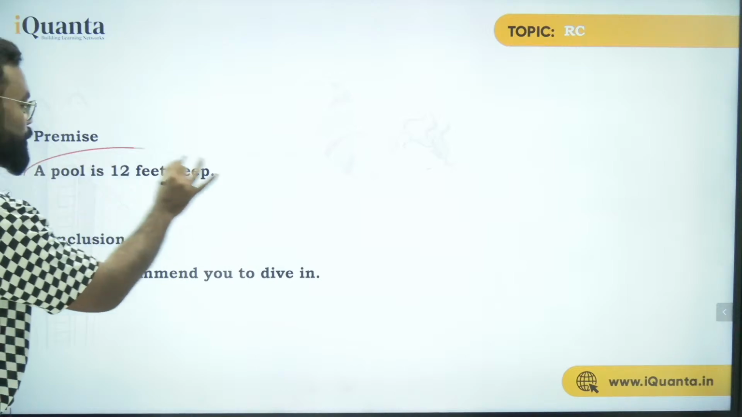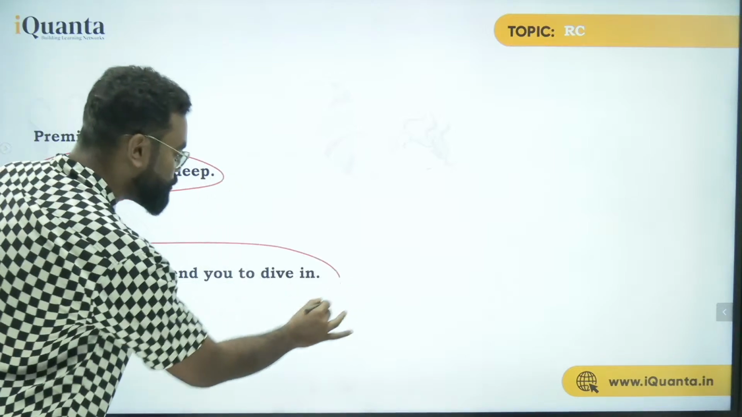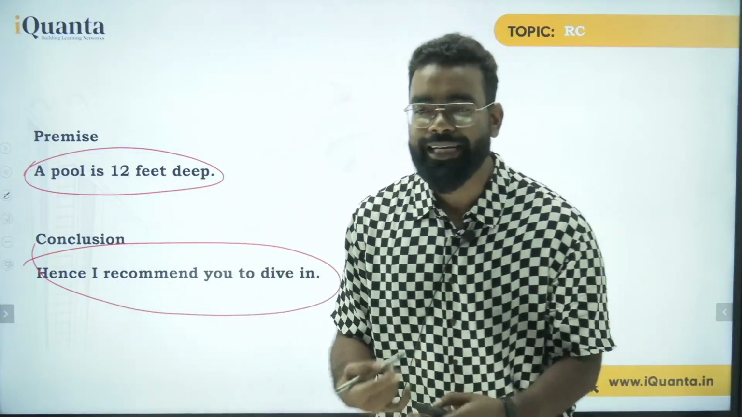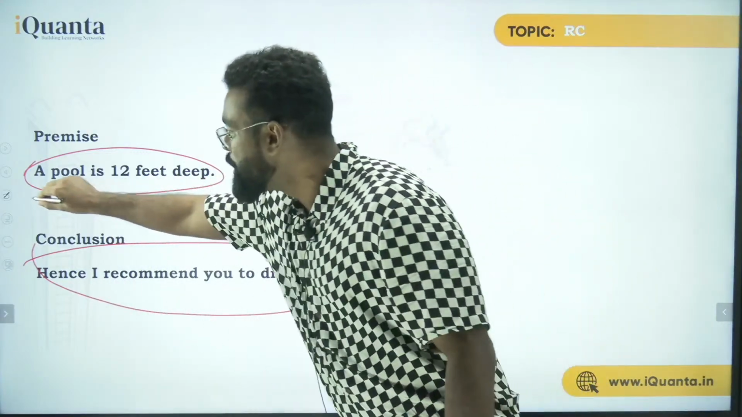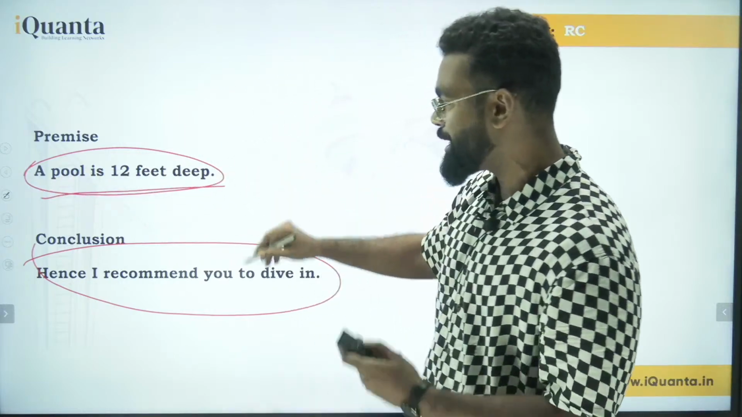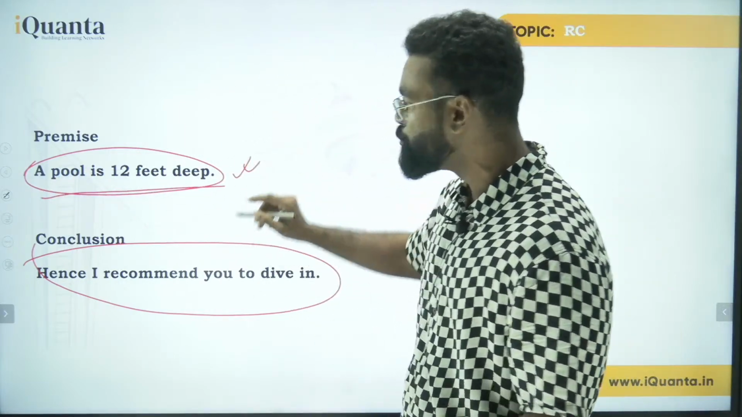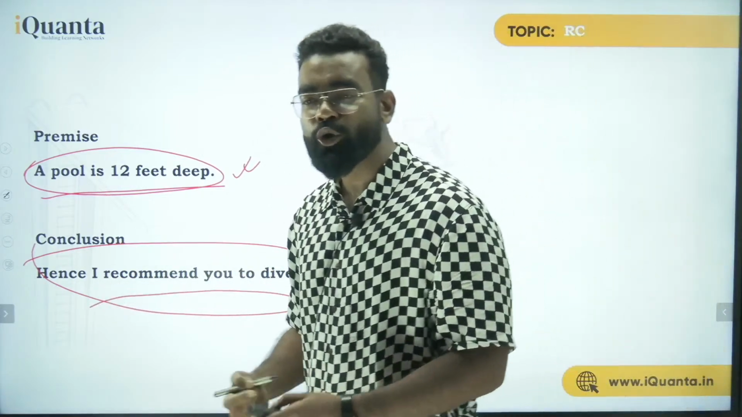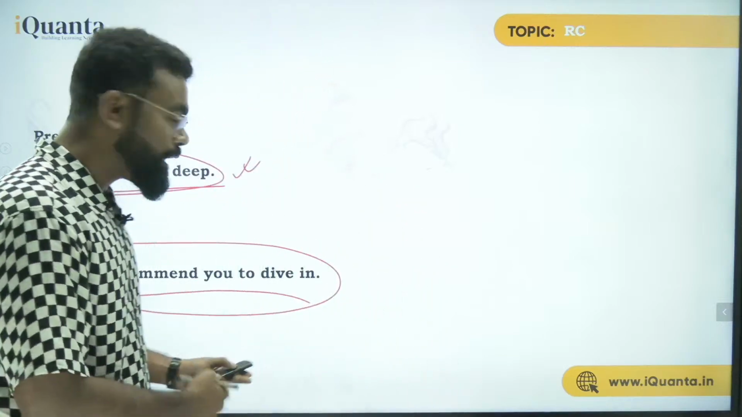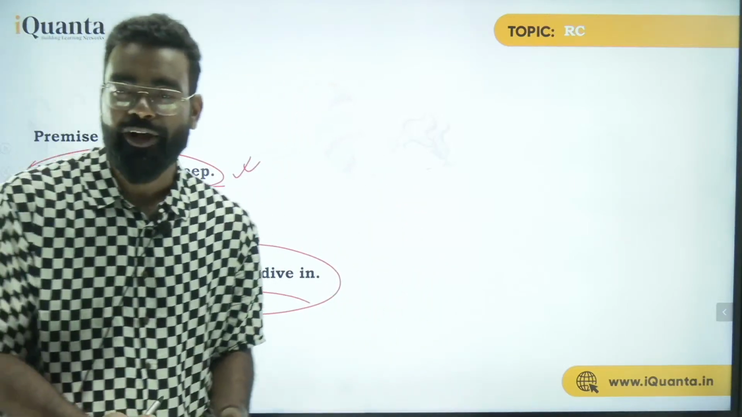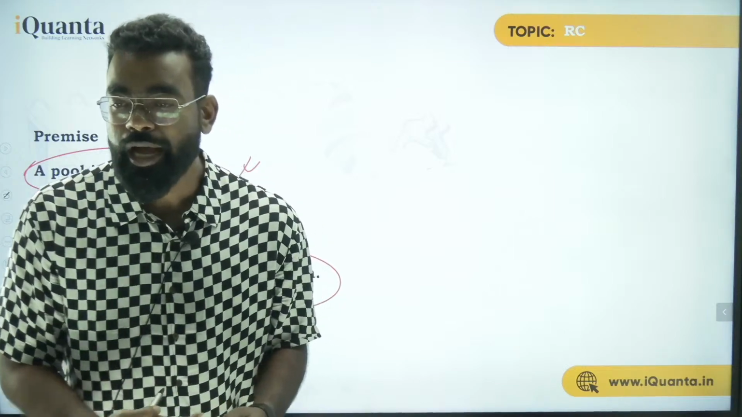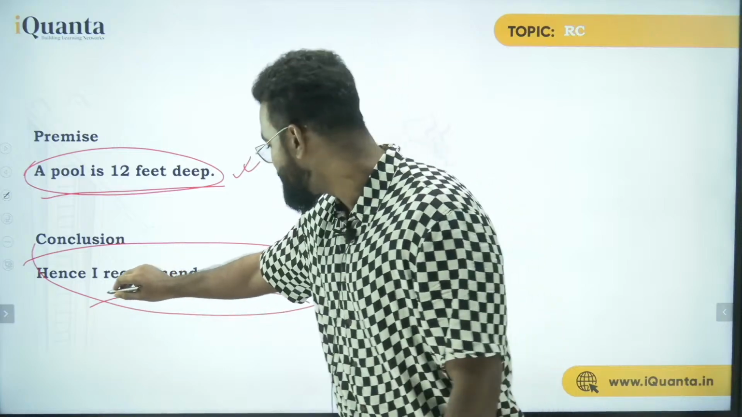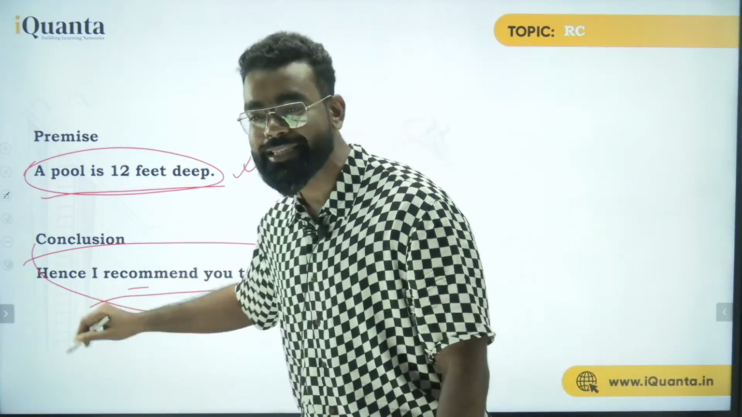So because the pool is 12 feet deep, I am recommending you to dive in. Do you understand me? So what is my recommendation? You are diving in because the pool is 12 feet deep. This is also a cause and effect kind of thing, because this is the reasoning I am giving. Pool is 12 feet deep and hence I recommend you to dive in. If the pool is not 12 feet deep, I may not recommend you to dive. If the pool is let's say 5 feet, I may not recommend you to dive, right? So my recommendation is basically this conclusion.